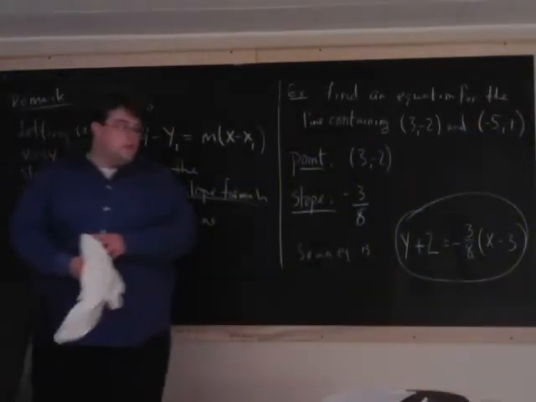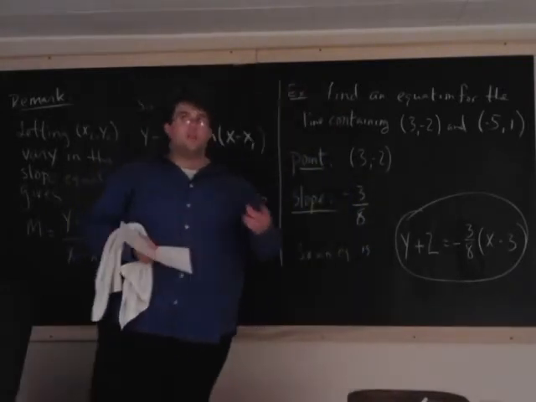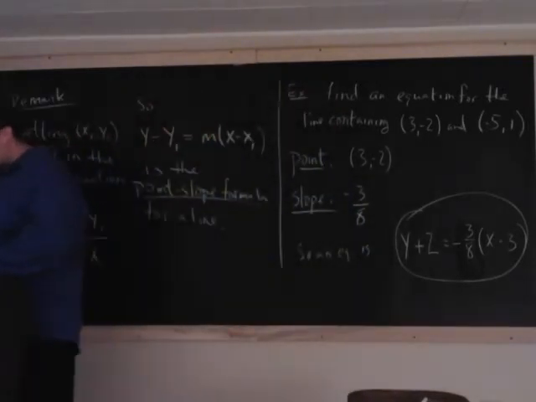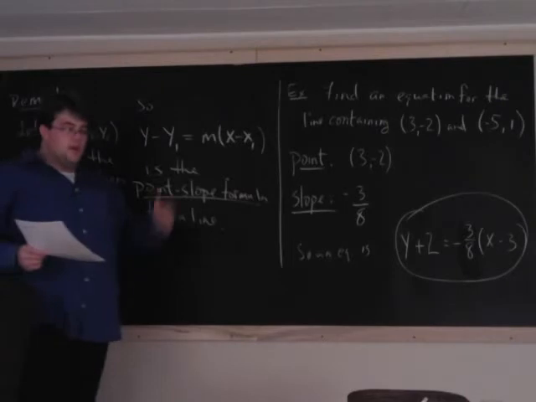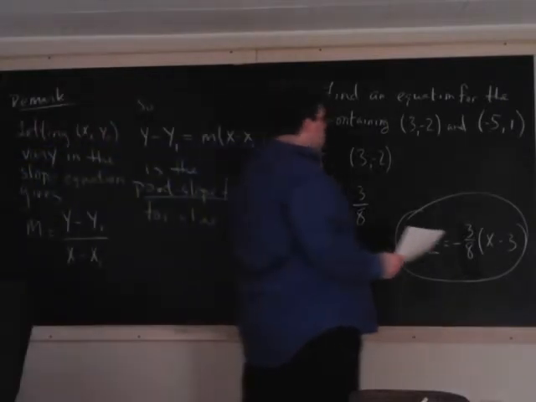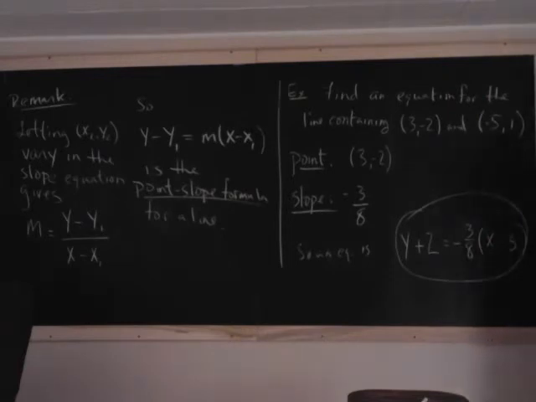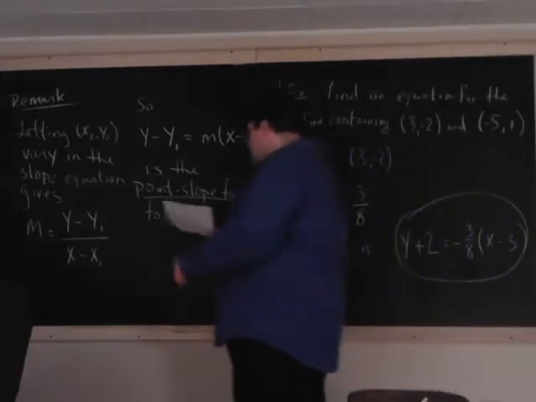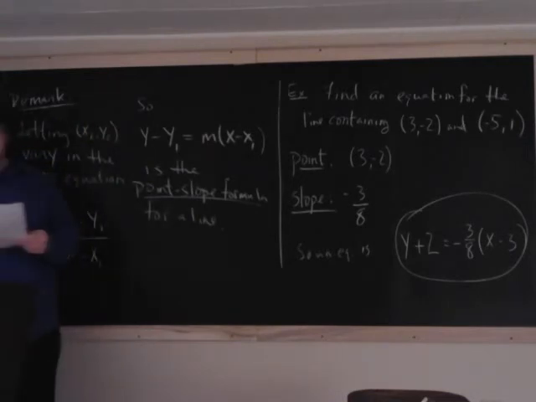So when you need an equation for a line, there will probably be a question on each test we do that just says, find an equation for the line given certain information. Your mind should immediately go to point and slope. Point and slope. Because with the point-slope formula, all you need are a point and a slope.